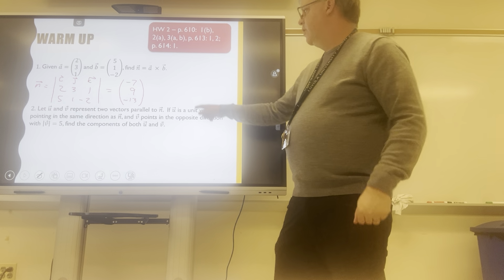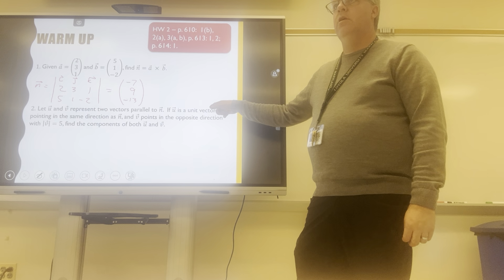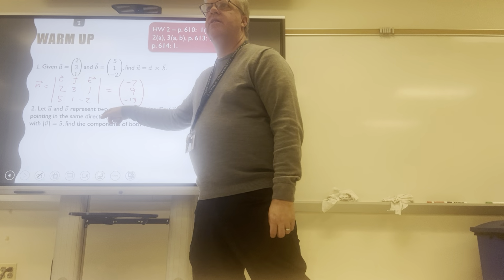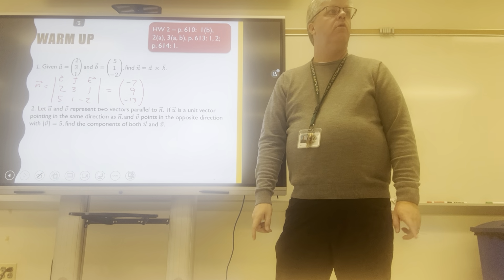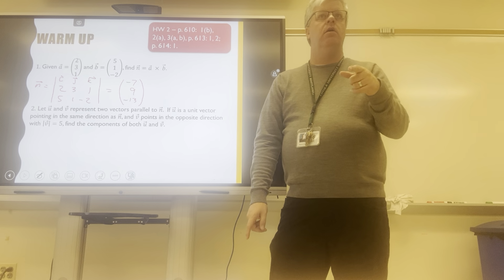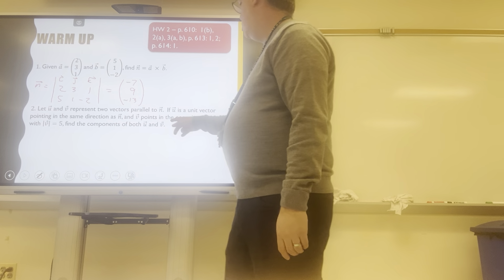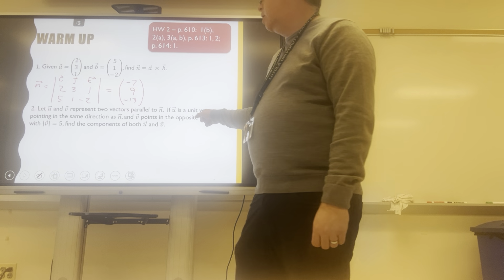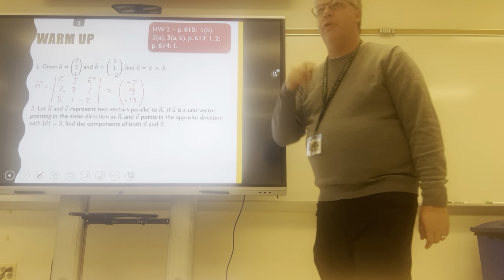But they're described differently. U is a unit vector. That term came up yesterday. What does that mean? Magnitude is 1. And pointing in the same direction as N. What information does that give you? It's not negative. What about the scalar? It's not negative. Right, it has to be a positive scalar, okay? And then it says V points in the opposite direction, so that's going to have a negative scalar, and the magnitude of V is 5. And the question is find the components of both U and V.